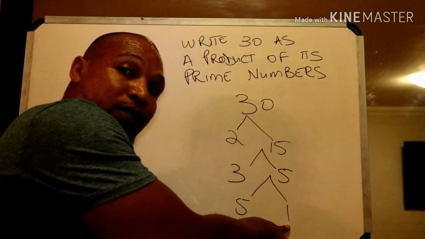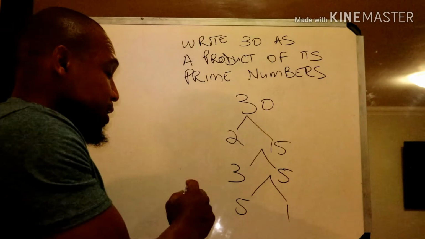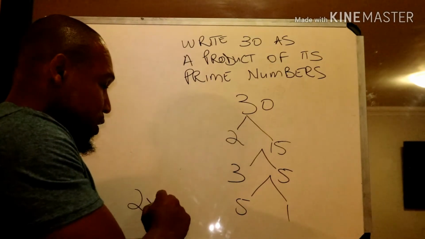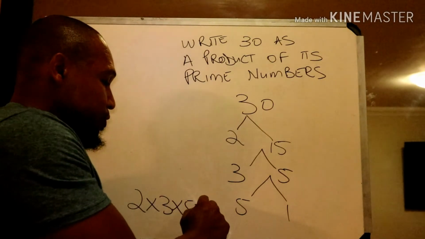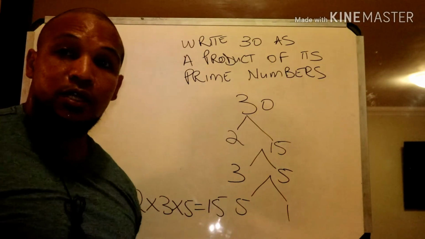We got to 1, so now we can write it as the product. So 2 times 3 times 5 is equal to 30.